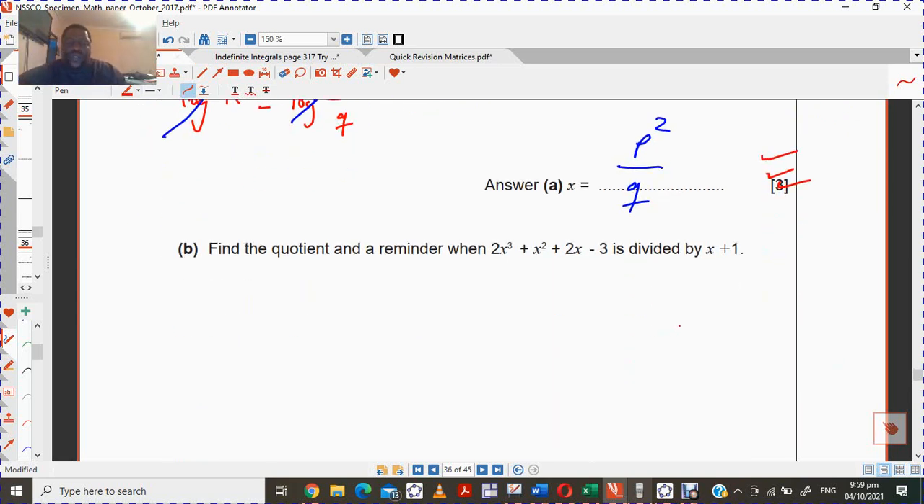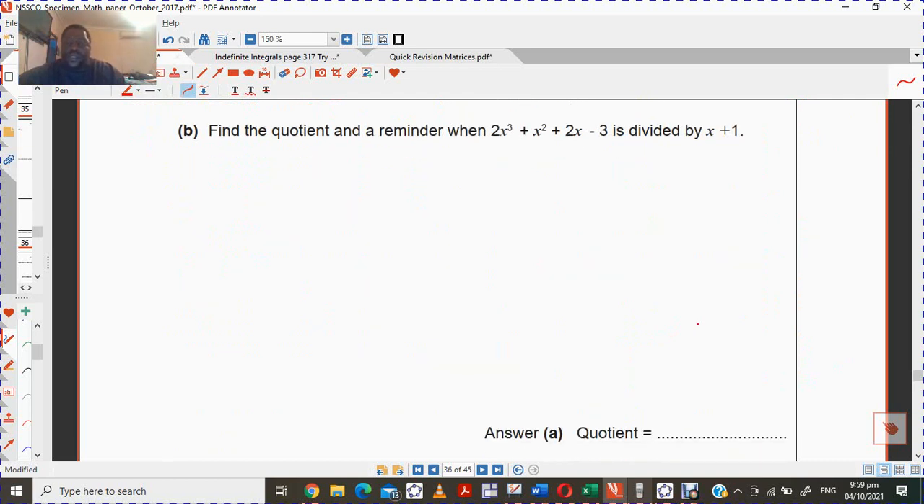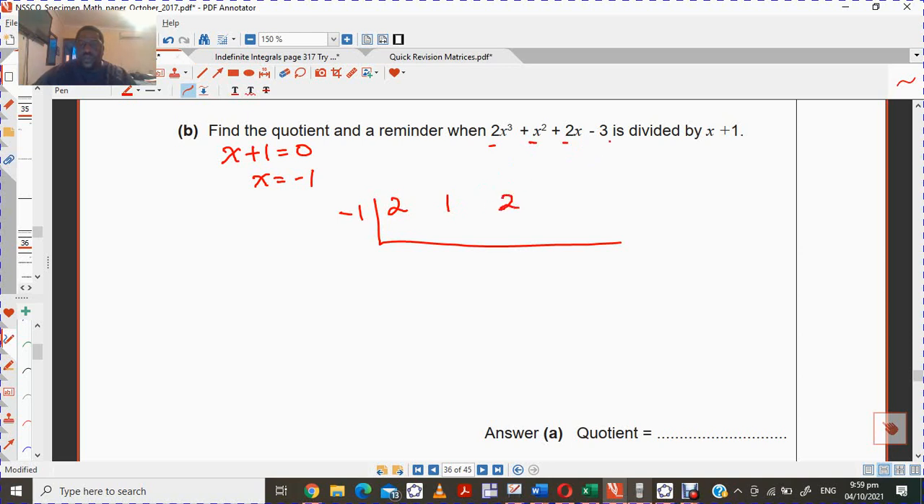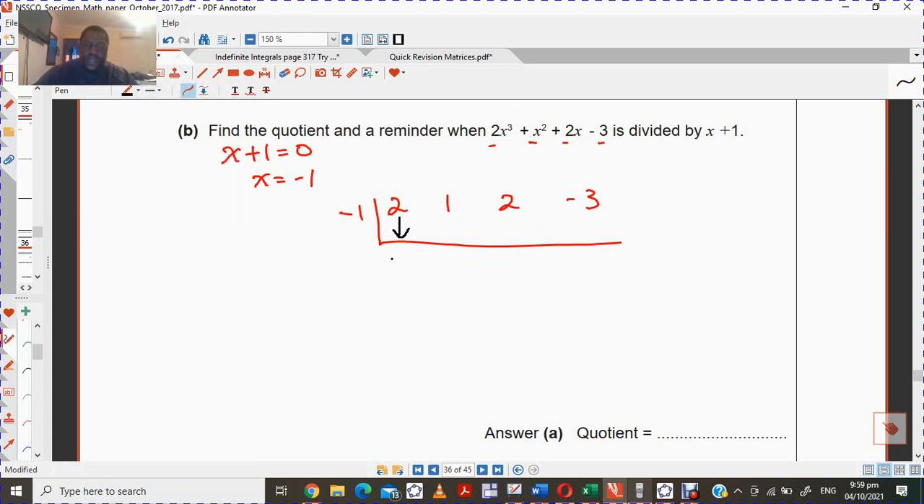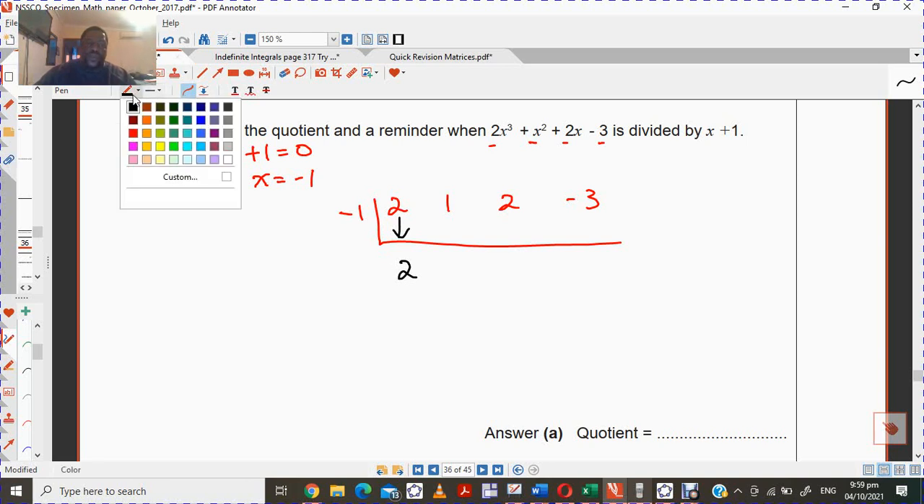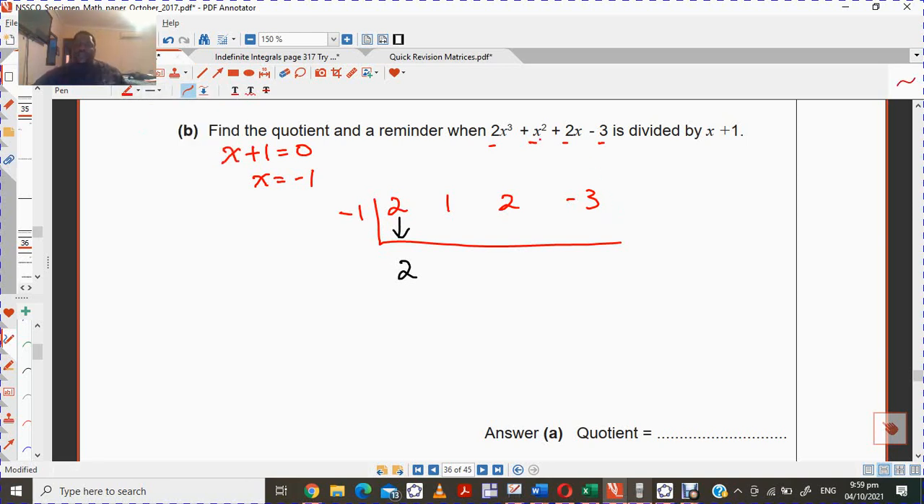Right, so the last question here, well, it asks you to find the quotient and the remainder. So I hope you're still familiar with synthetic division. I'm not going to do long division, right? So x is -1. Therefore, you have -1 here, the coefficients of 2, of 1, of 2, and of -3. So make sure that they're going nicely in descending order. Okay, right? If something is not there, say for example the x squared term was not there, you put a 0 there.